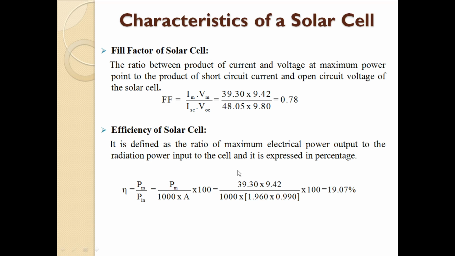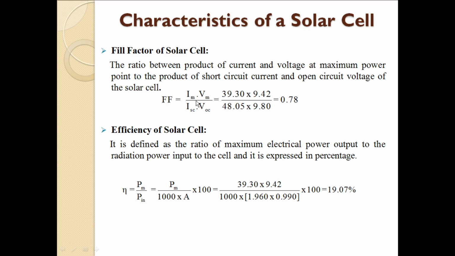Then another parameter of the solar cell is the fill factor. The fill factor is a ratio: the maximum voltage multiplied by the maximum current, divided by the open circuit voltage multiplied by the short circuit current. So let's say the 370 watt solar panel from Tata Solar Power; we take its parameters to calculate the fill factor for the solar cell.